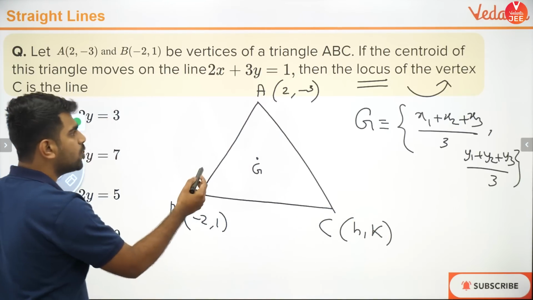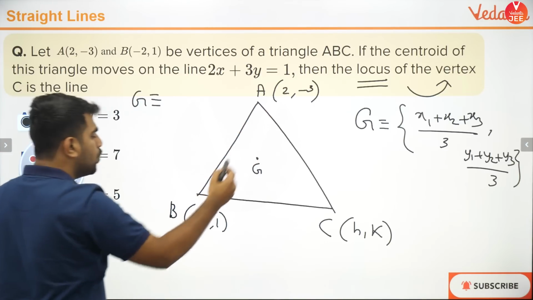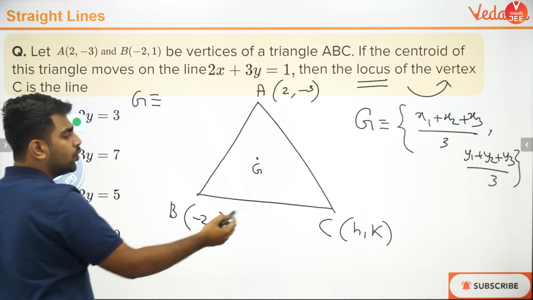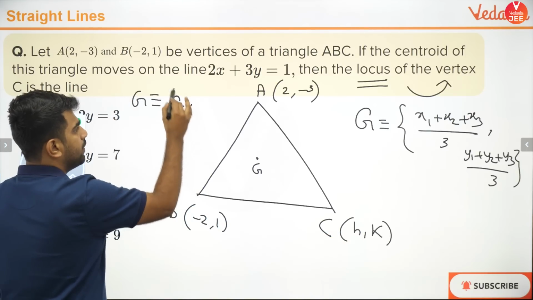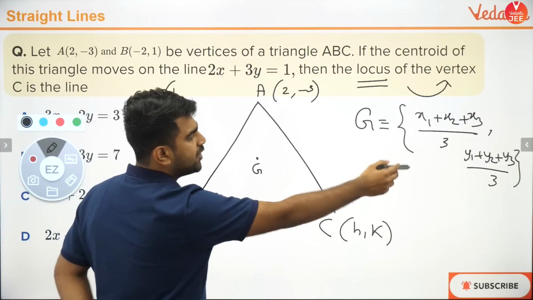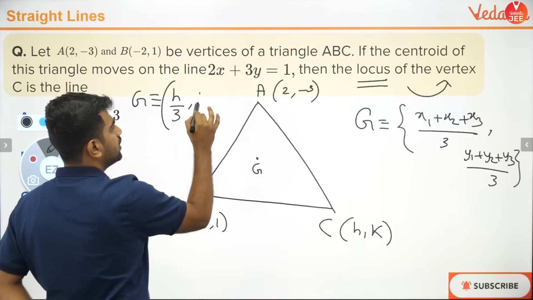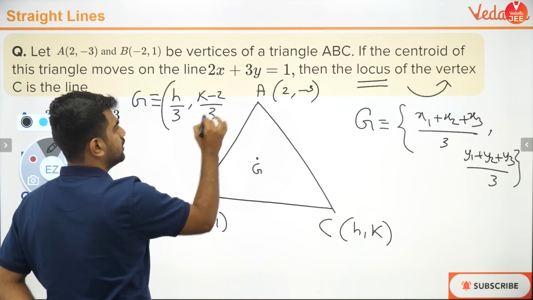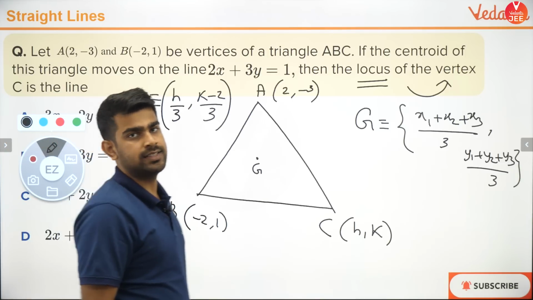So when I substitute, what do I get? I get G to be x1, 2 plus x2 minus 2 plus x3, which will be h by 3, comma, what will be y1 plus y2 plus y3? Minus 3 plus 1 plus k, which will be k minus 2 by 3. So this will be the coordinates of my centroid.